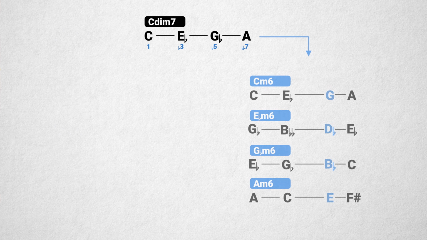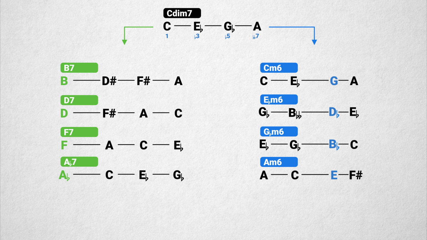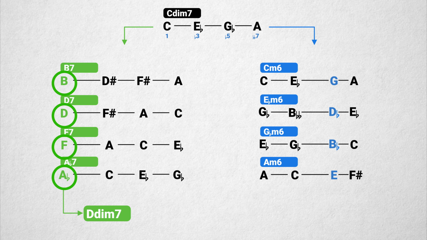So these 4 minor 6 chords are brothers and sisters, and together they are nephews and nieces of the family of dominants. Now they are all offspring of the C diminished 7 chord. The dominant 7 chords are also related to the D diminished 7 chord, and that is because the lowered notes in the C diminished 7 chord that resulted in dominant 7 chords are part of the D diminished 7 chord.